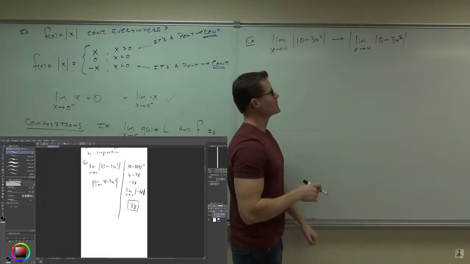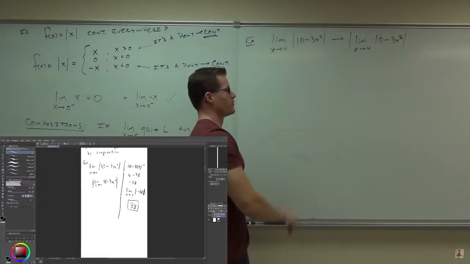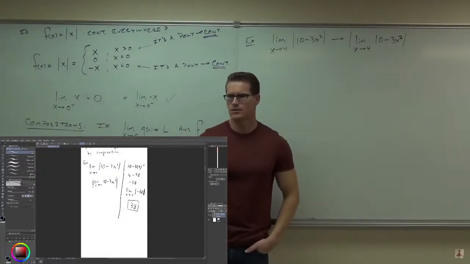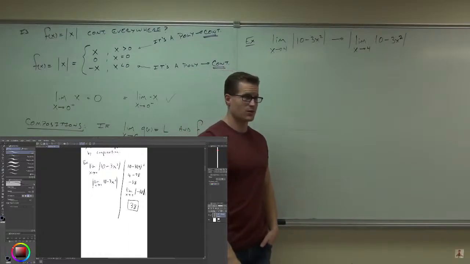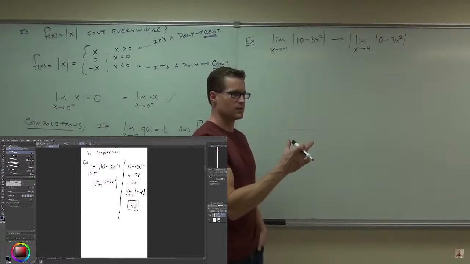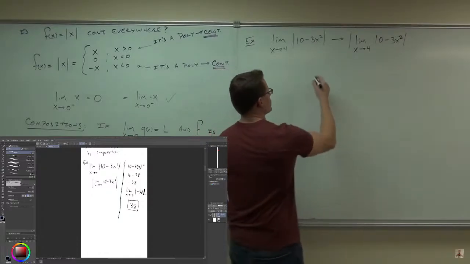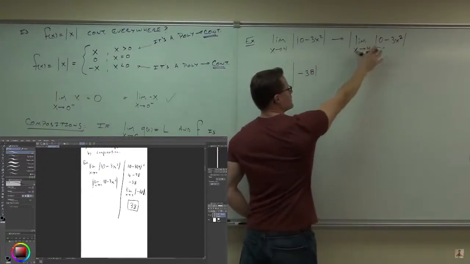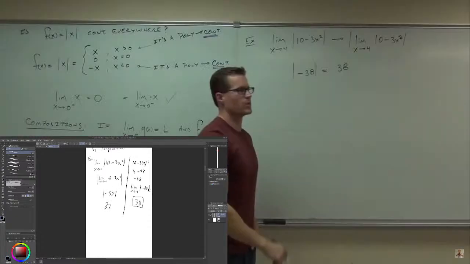What's the limit of 10 minus 3x squared as we approach 4? 38. Negative 38? No, 38. Wait, inside. Oh, negative 38. So this says you'll have the absolute value of negative 38 because the limit of 10 minus 3x squared is polynomial. You plug in the number, you get negative 38. Then we take the absolute value of negative 38, and that's our answer. So the limit would be 38.